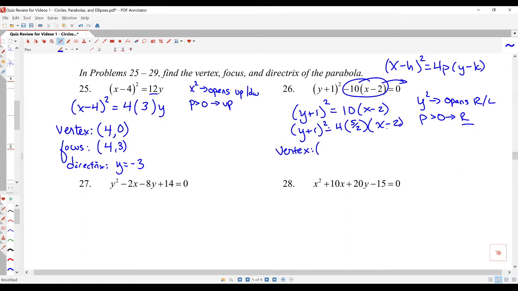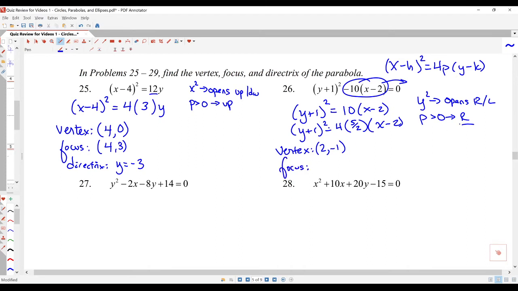So my vertex is, don't forget, it's always x first, so (2, negative 1). In circles and ellipses, we always put the x on the left, the y on the right, so it kind of naturally flows that way. This is one of those cases with parabolas. You have a y on the left and the x on the right, so you have to purposely make sure you put the x coordinate first.